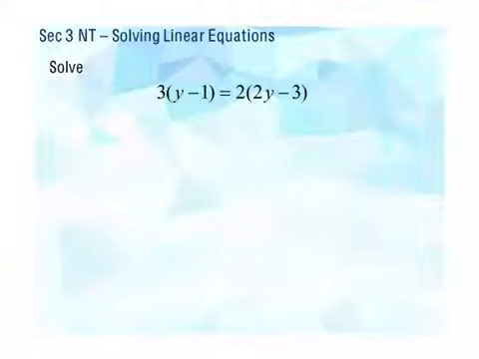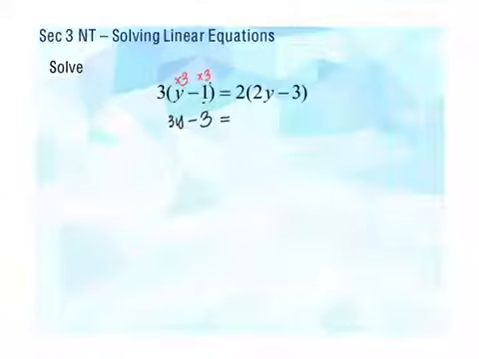Now 3 needs to be multiplied to the whole of y minus 1. That means every term will be multiplied with 3. So I multiply by 3, multiply by 3. And that will give me 3 times y, 3y, 3 times negative 1, negative 3, to be equal to, now over at this side, same thing.